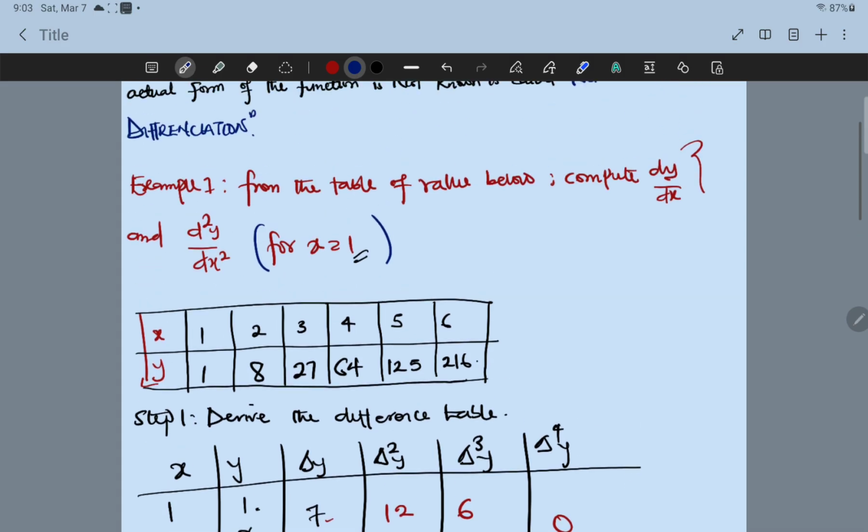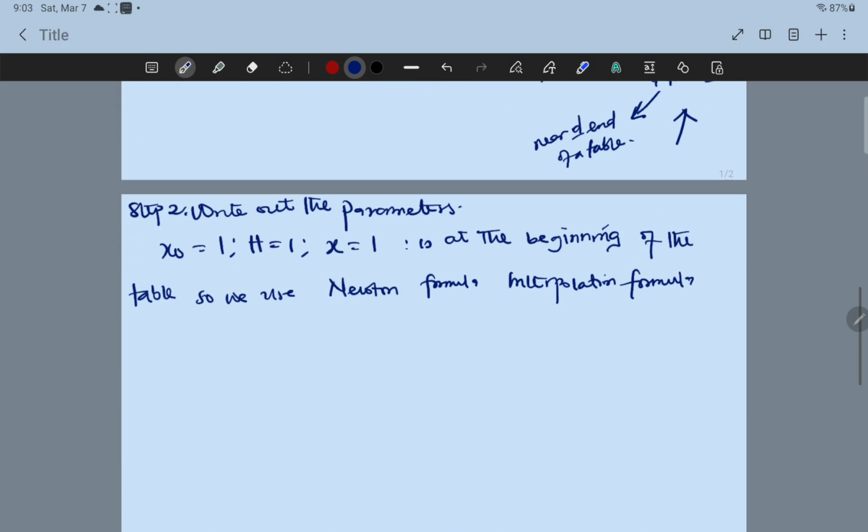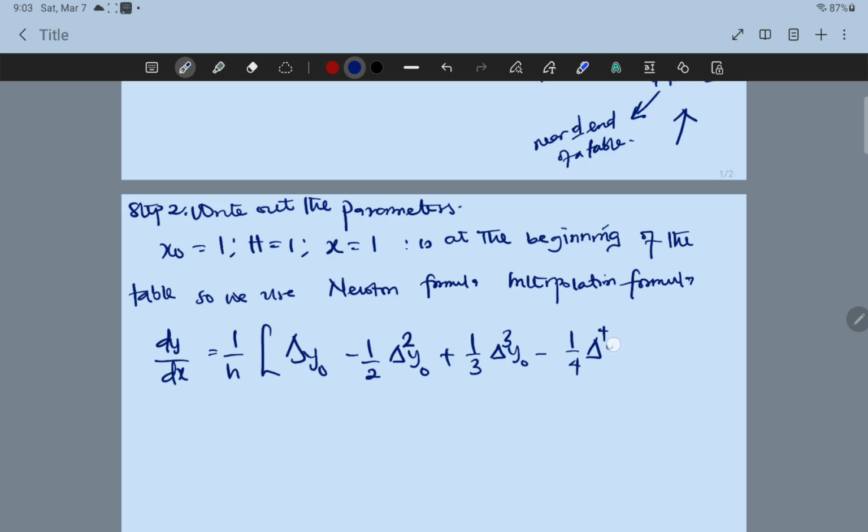Now if you look at the question, it says from the table below, compute dy/dx for x equals 1. So because we are treating something that is near the beginning of the table, we're going to be differentiating the NFI. And so if you differentiate the NFI, dy/dx is equal to 1 over h times (Δy naught minus 1 over 2 Δ squared y naught plus 1 over 3 Δ cubed y naught minus 1 over 4 Δ to the 4 of y naught) as we approach infinity.